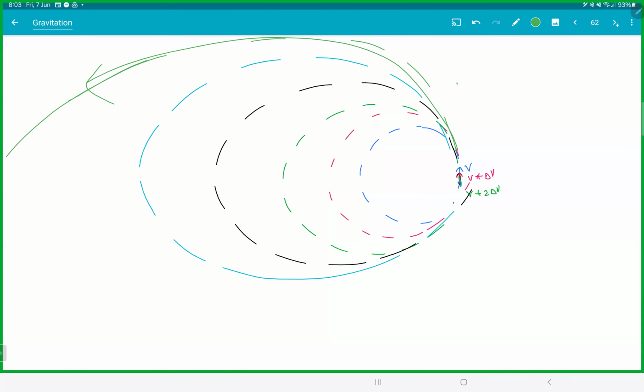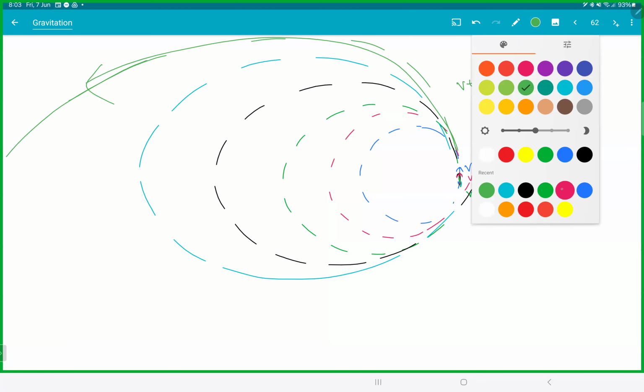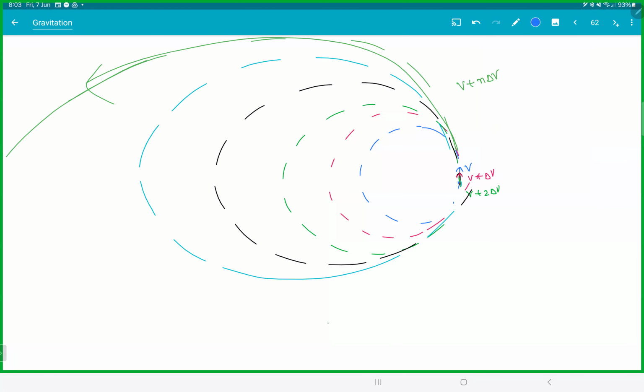So at this point, the speed is v plus n delta v, where n is the number of bursts. So half m (v plus n delta v) whole square minus G M m by 2r should become greater than or equal to 0. The total energy becomes positive, which means it has escaped from the planet.